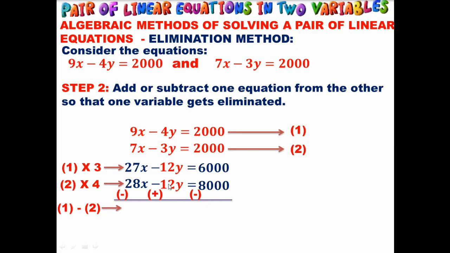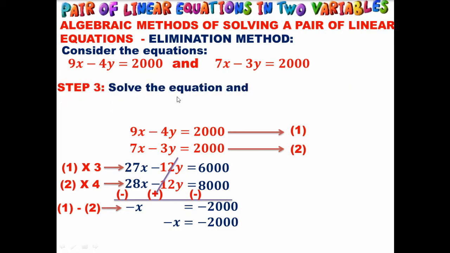Therefore, the first thing I get is minus 12y plus 12y gets cancelled. And 27 minus 28 gives me minus x, and 6000 minus 8000 gives me minus 2000. So when I add or subtract the equations, I get one variable eliminated, and I have got an equation in one variable. Okay, now we'll proceed to step 3.